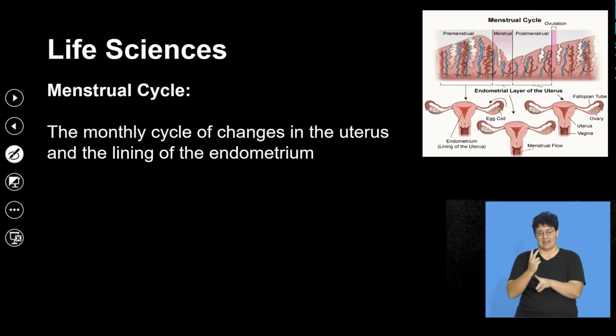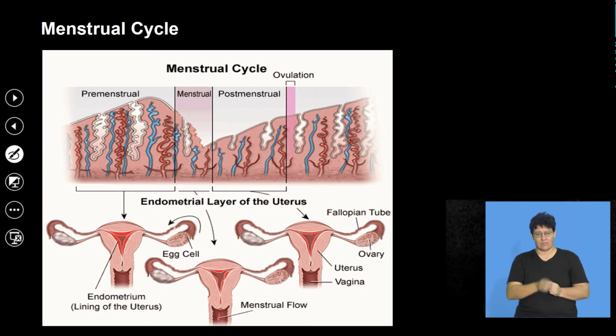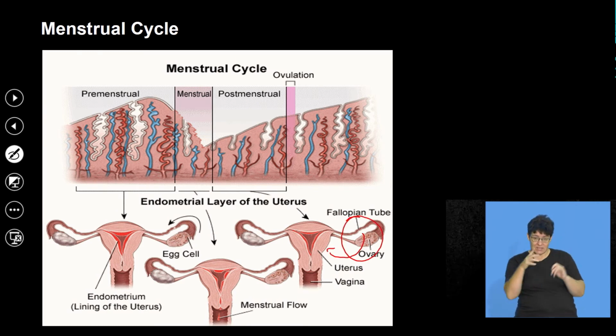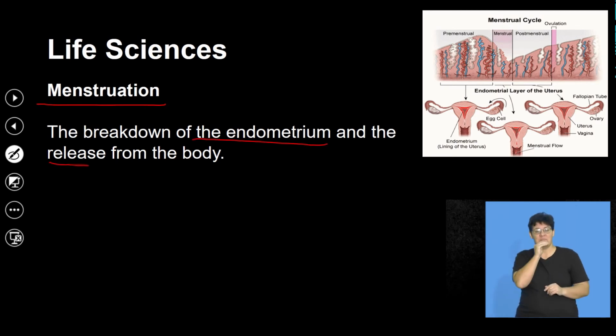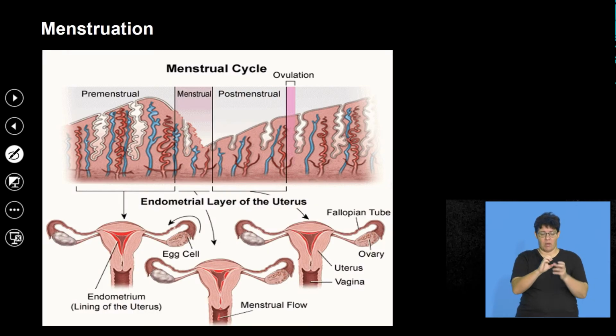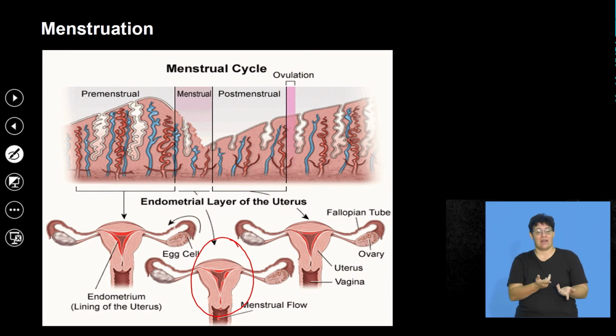Okay, let's try and understand this again. So we looked at how the ovary releases the hormones that help to thicken the lining of the endometrium. What is menstruation? It's the breakdown of the endometrium and the release from the body. And you would see that that clearly occurs here, and that again is due to a decrease in the level of progesterone.